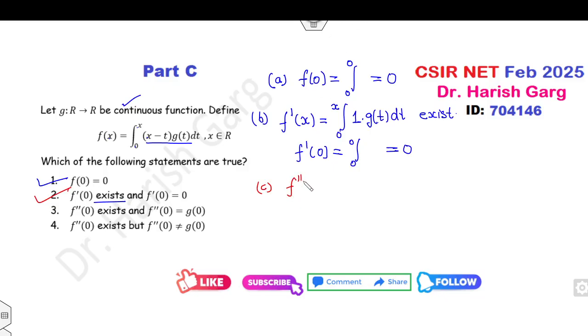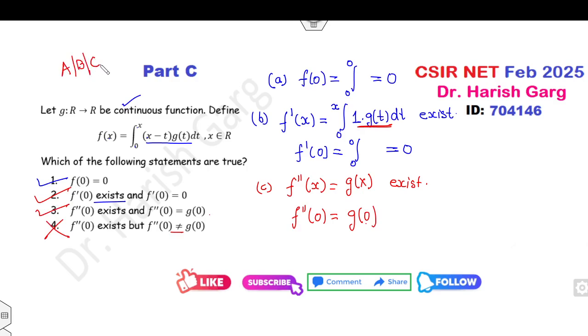C, second derivative. If you find the second derivative with respect to x, because this function is independent of x, I can use the Leibniz rule, that's g of x. And g is a continuous function. Yes, this exists. And the value of f double dash 0 is equal to g of 0. Third option is correct. Fourth option is wrong. A, B and C are the right answers.